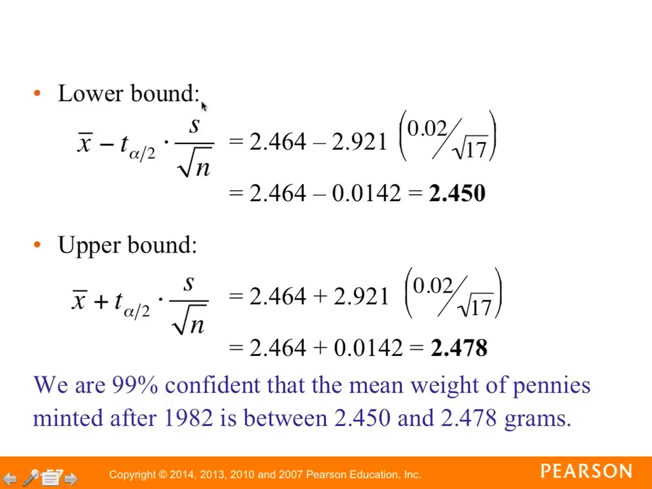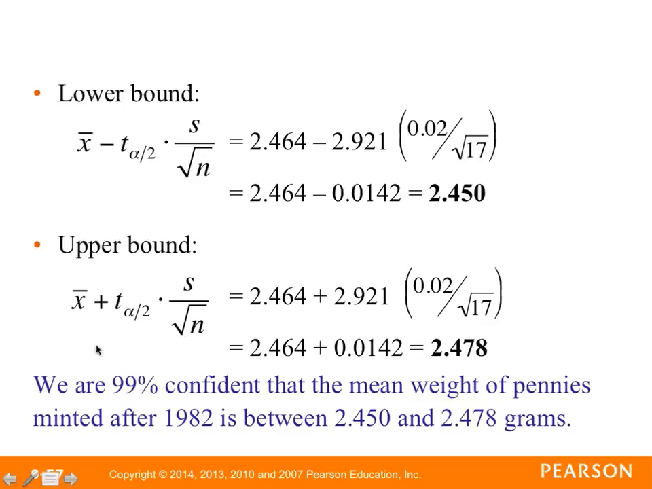So in order to actually create a lower and an upper bound, what we do is we take our x bar, which you would want to use either your calculator or StatCrunch or some other statistical tool like Excel in order to actually find. So this is your mean of 2.464. You also need to make sure that you calculate your S, which is going to be your sample standard deviation, which again can be done in any of those tools, and you should get 0.02 for that.